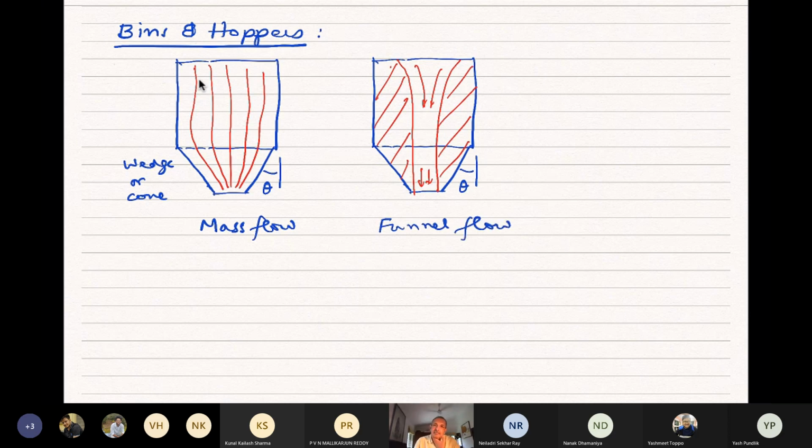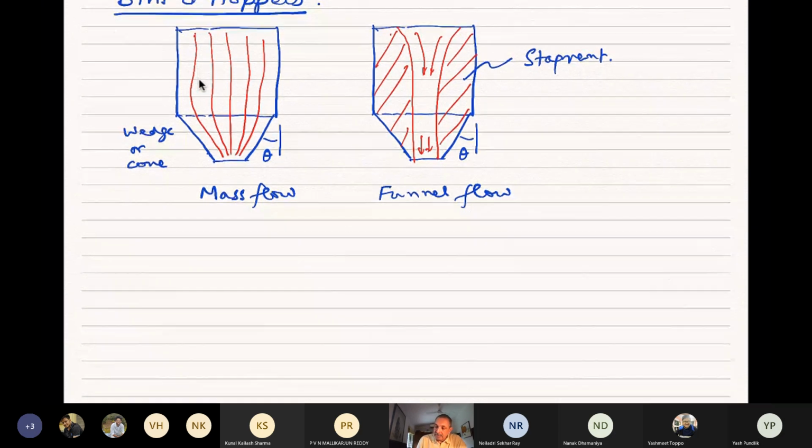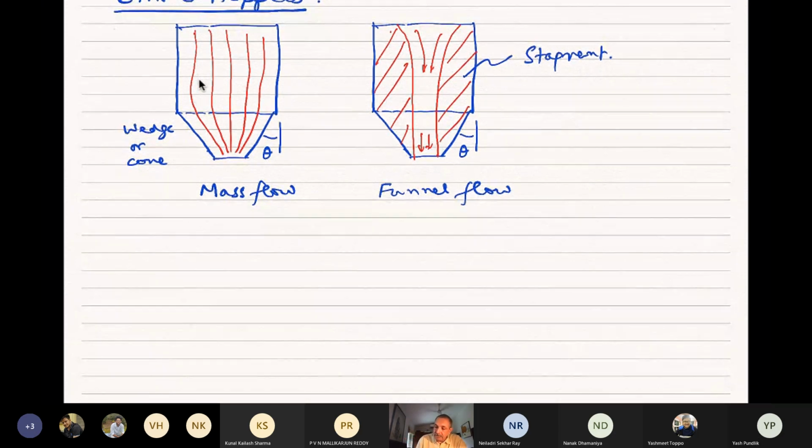And it creates large stagnant zones. And in most industrial processes, this type of stagnant zone is highly undesirable, because invariably the particles tend to stick together, and then it becomes like a solid mass which you can't get rid of. You have to go inside and chip it out and so forth. So you would like to have mass flow.